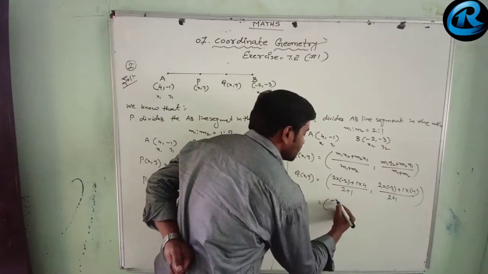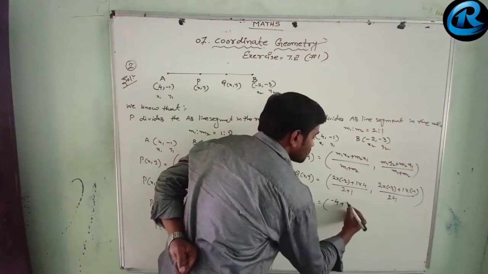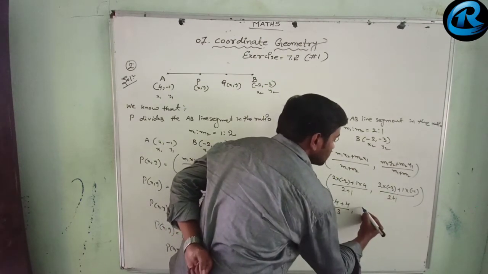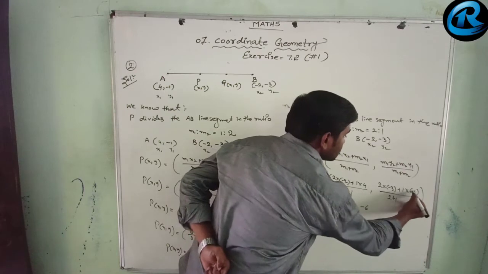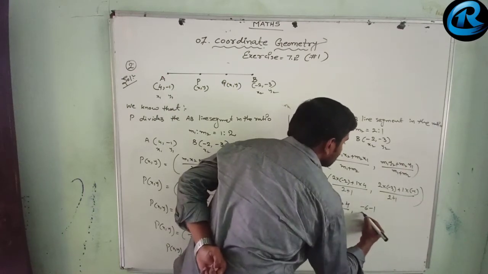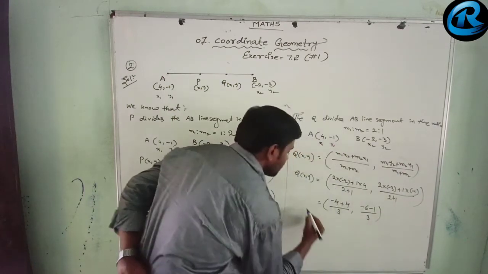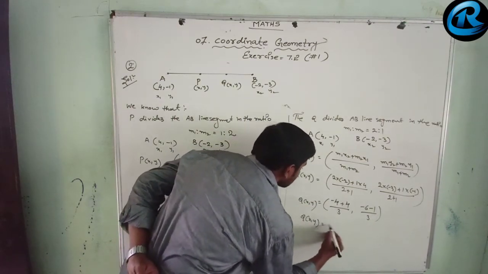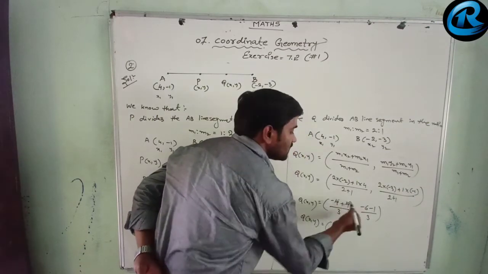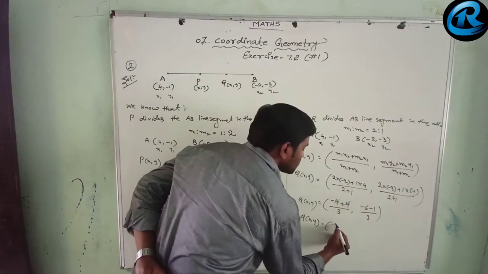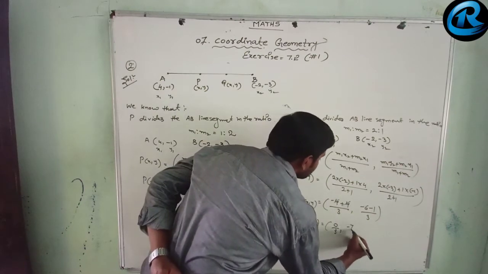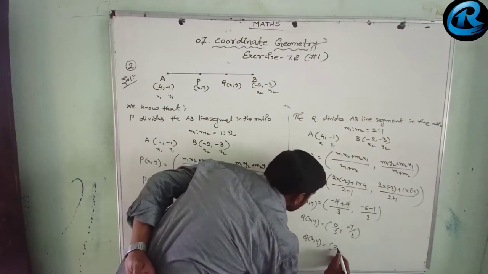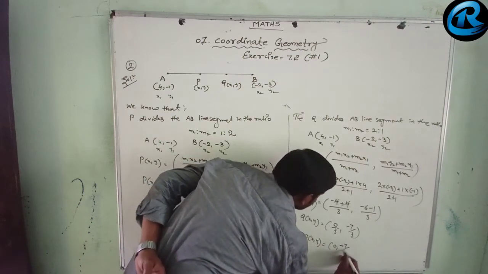2 into minus 2 minus 4 plus 1 into 4 is 4 by 3. Here 2 into minus 3 is minus 6, plus 1 into minus 1, minus 1 by 3. Now here it is Q x comma y, no? Here Q x comma y is equal to minus 4 plus 4 cancel. That means minus 4 plus 4 is 0, 0 by 3 comma minus 7 by 3. As we know, Q x comma y is equal to 0 comma minus 7 by 3.